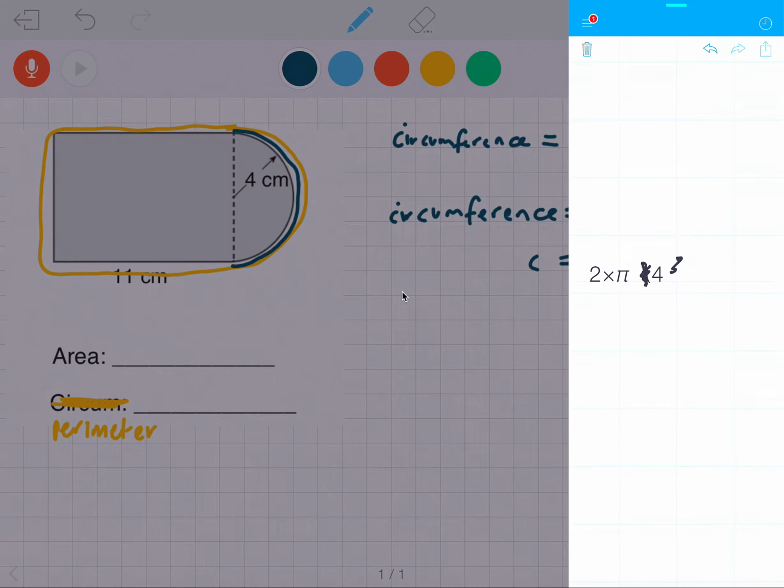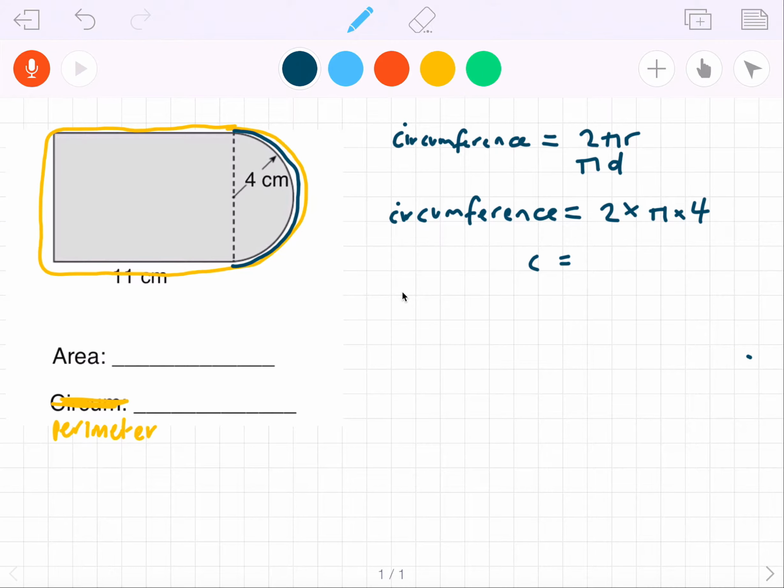Sorry, we don't need that bit. There we go. 2 times pi times 4 gives us an answer of 25.13. We want it to one decimal place, so that would be 25.1. Put that back, and we can write in our answer. So our answer was circumference equals 25.1.